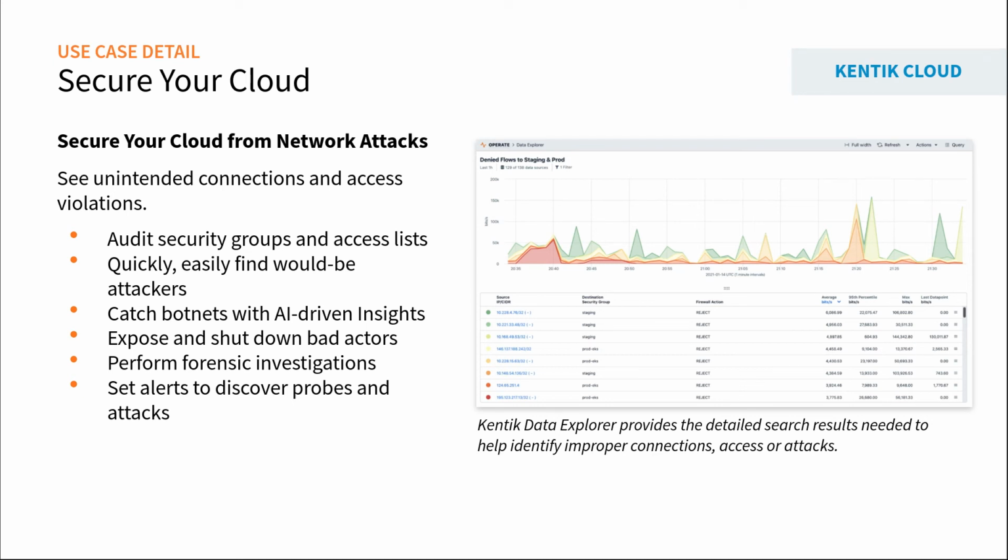The screenshot here is a very specific query, and this could be an ad hoc query or it could be something that we add to a dashboard. But this is just denied flows to staging and production. So we can do these ad hoc, or we could build ones that show up in a dashboard, maybe get projected on a wall in a NOC or SOC, and we can build alerts based on these.